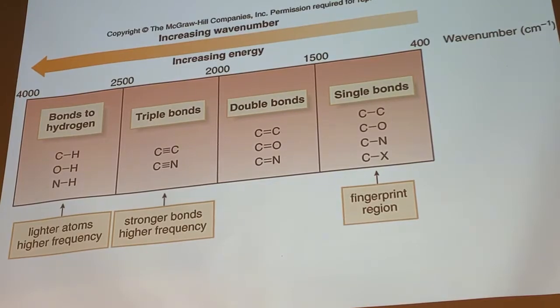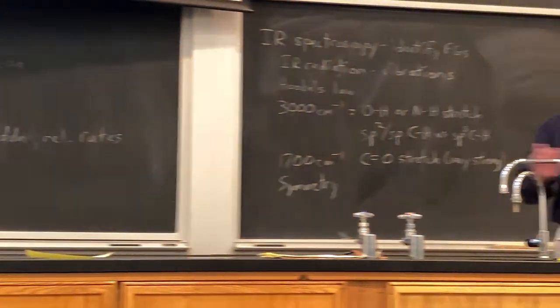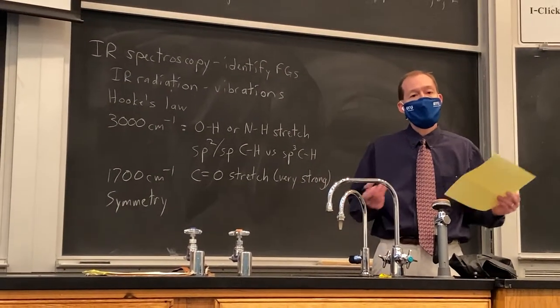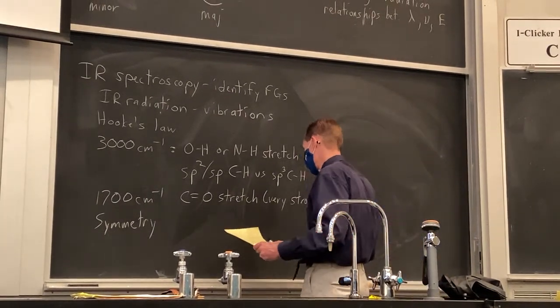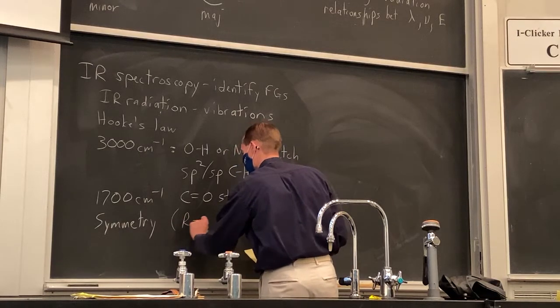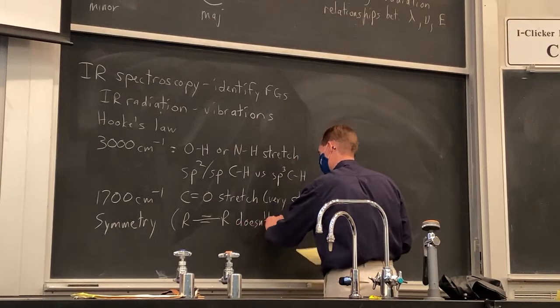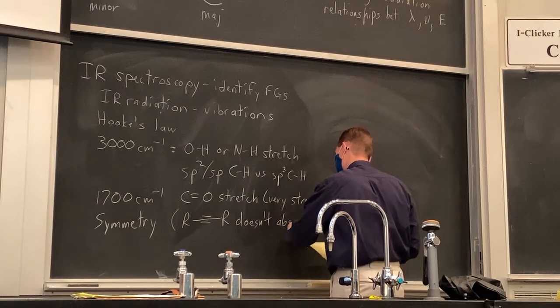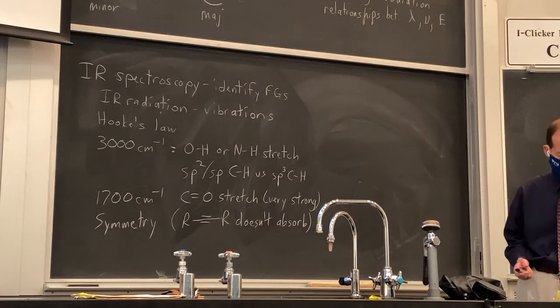underlying IR spectroscopy. Then the last thing with IR to note is the effect of symmetry. We told you that for a bond to absorb IR radiation and stretch, there has to be a change in the dipole of that bond. And so the consequence of that is that a symmetrical alkyne doesn't absorb and will not give a peak in the IR spectrum. Okay, so the effects of symmetry on IR spectroscopy.